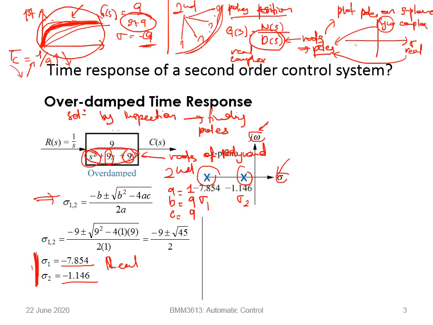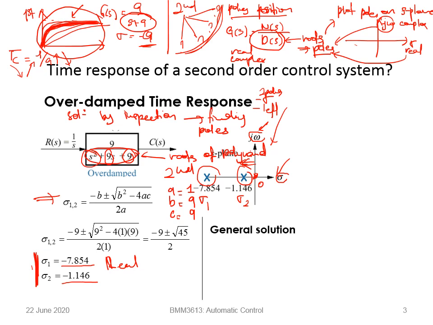A remark that we can see is that the two poles are situated on the sigma axis, and they are both on the left side of the sigma axis. So this is the point 0 of the sigma axis. Both of the poles are located on the left hand side of the 0 of the sigma axis, right?